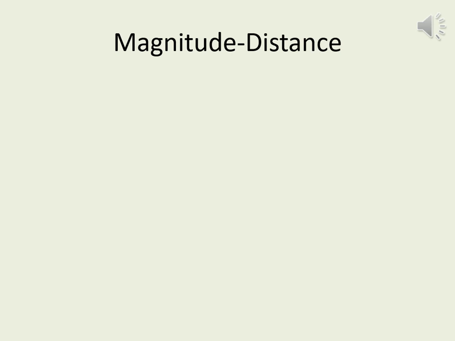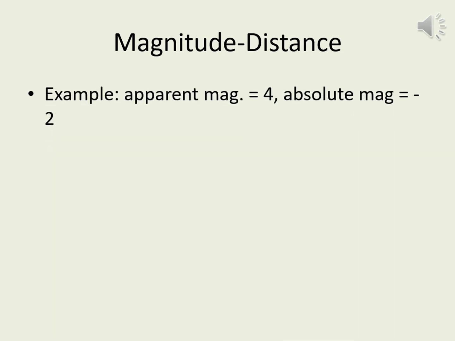Now we can go ahead and calculate the distances from the magnitudes. Let's look at an example of a star that has an apparent magnitude of 4 and an absolute magnitude of -2. Remember that the lower or more negative the number, the brighter the star is. So the apparent magnitude of 4 tells us that the star isn't very bright in our sky. You probably couldn't see it from a light-polluted sky.